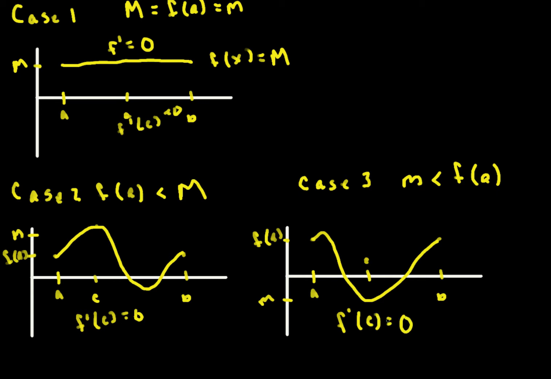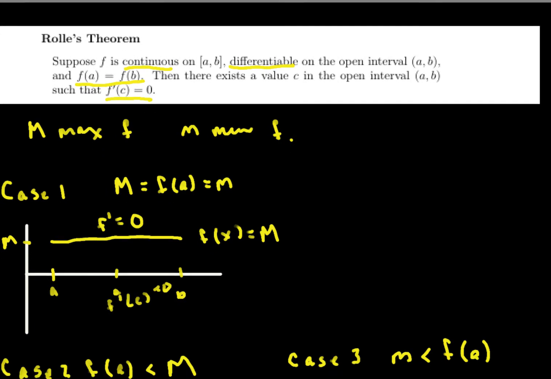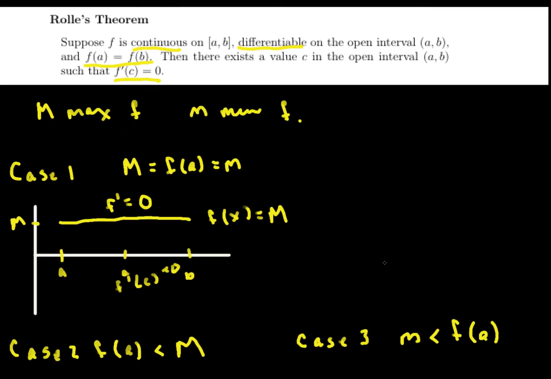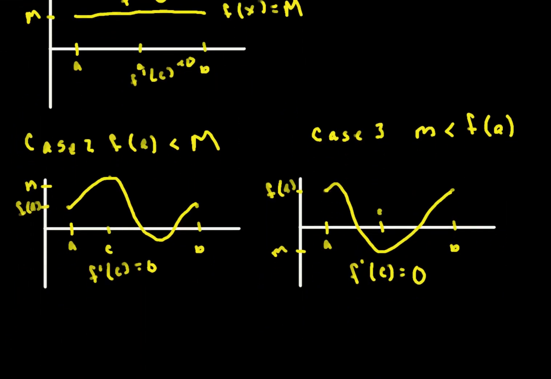So Rolle's theorem really just says that if the function is equal at the endpoints and differentiable and continuous, then the derivative of the function is 0 somewhere. All right, so that's Rolle's theorem.